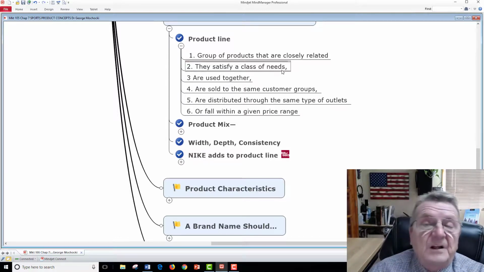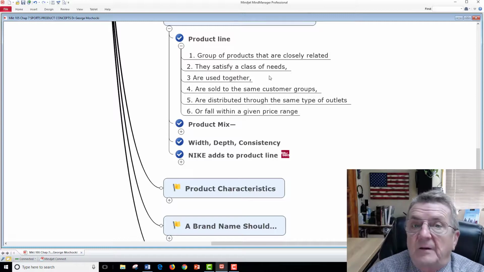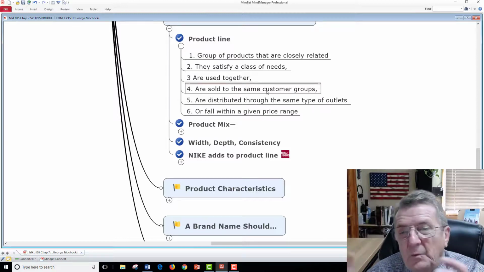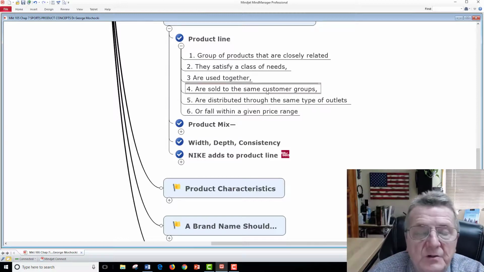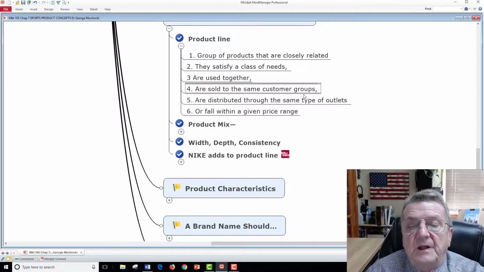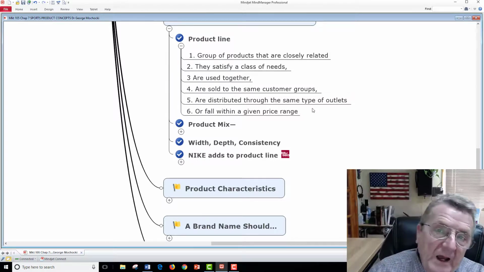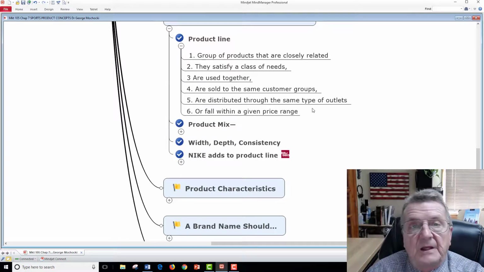I may be more of a solid, you may be more of a plain, different sizes, are used together, are sold to the same customer groups. I'm generalizing. Most people, that group will like this because I fit in with my peer pressure, are distributed through the same types of outlets. Usually certain goods I can only buy at the sports store. Other things may be at the department stores. Other things may be on Amazon.